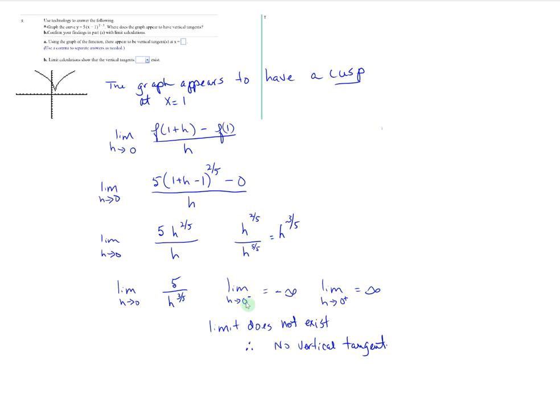And while we can't plug in 0, we can look at that on the graph. As you approach 0 from the left of this graph, you're going towards negative infinity, and as you approach 0 from the right, you're going to positive infinity. And so different things on either side. The limit does not exist, and there is no vertical tangent. I believe that's probably a pull-down menu, and that's what we would get. So I think that will get you 3.1 and get us started in chapter 3.